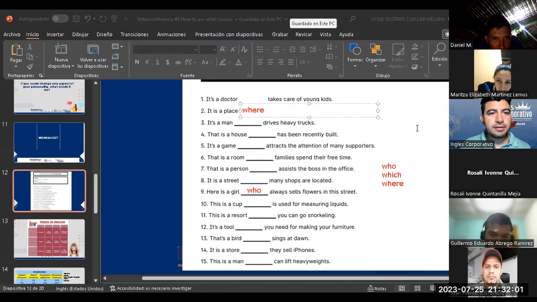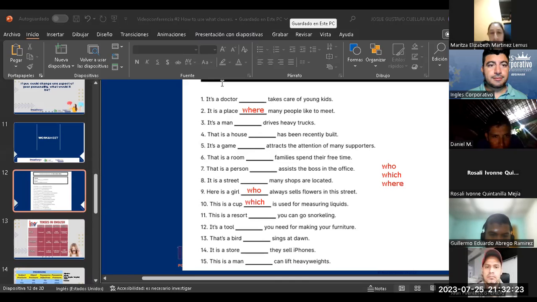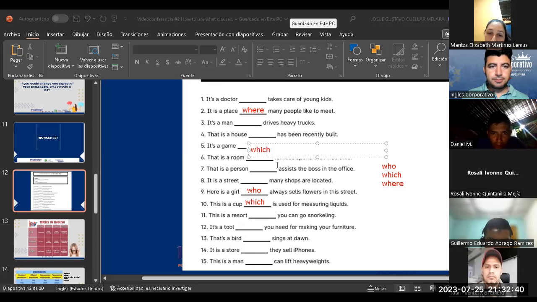And we go with Daniel. This is a cup which is used for measuring liquids. Yeah, number 10. Thank you. Okay, and we go now with Maritza and Evelyn. Number four. That is a house which has been recently built. Thank you. Number one. Oh, and then David.